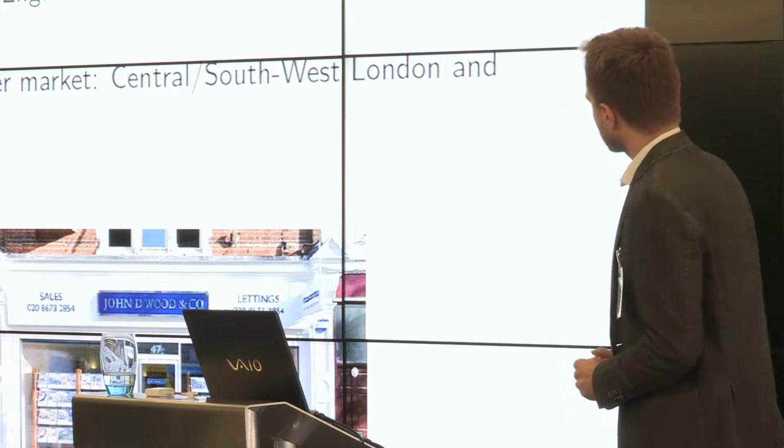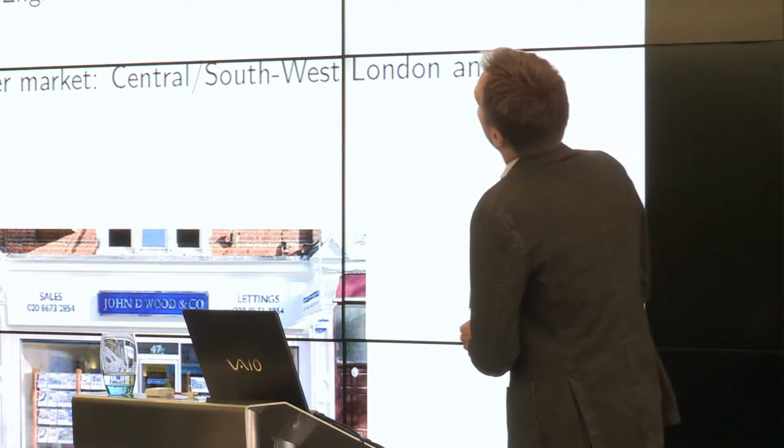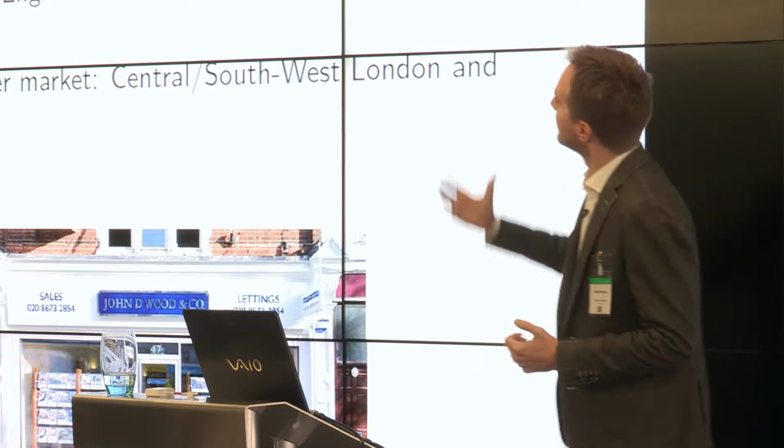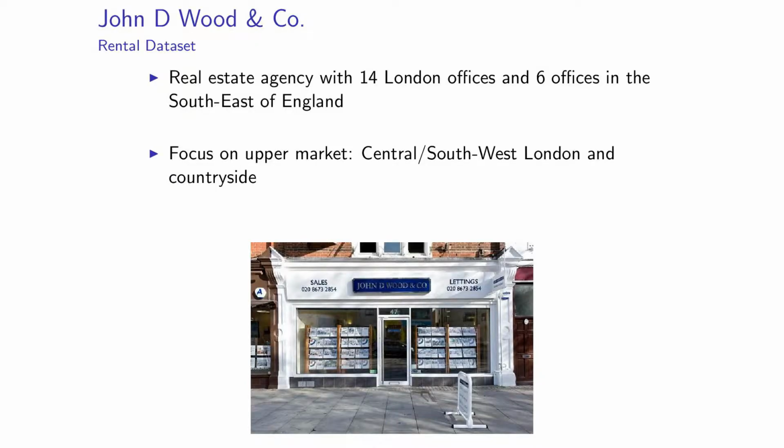So I asked around, and I found people willing to listen at John D. Wood & Company, which is a private real estate agency. It has offices in London and the countryside. It deals with central southwest London, and it's in general an upper market agency. However, real estate agencies have data on private rents, so that was great for my research.